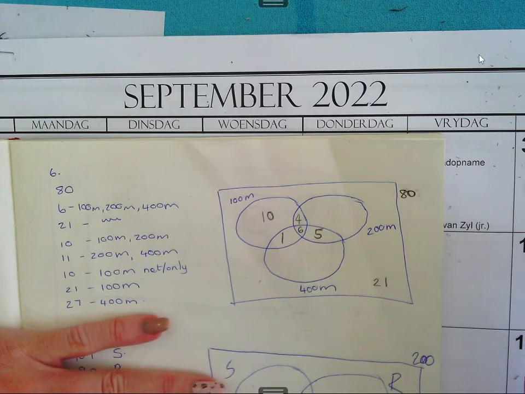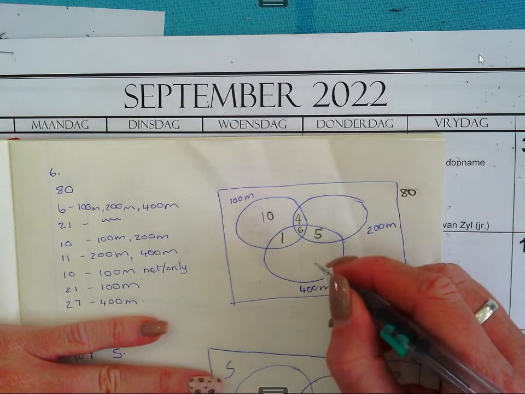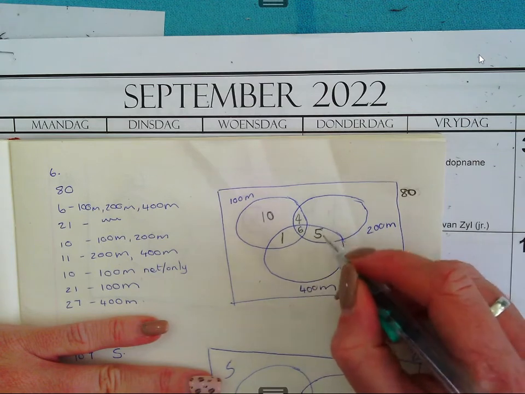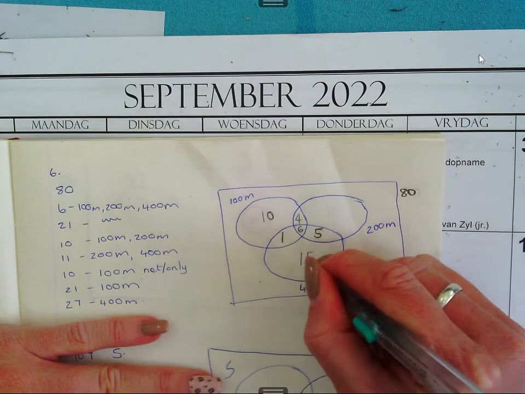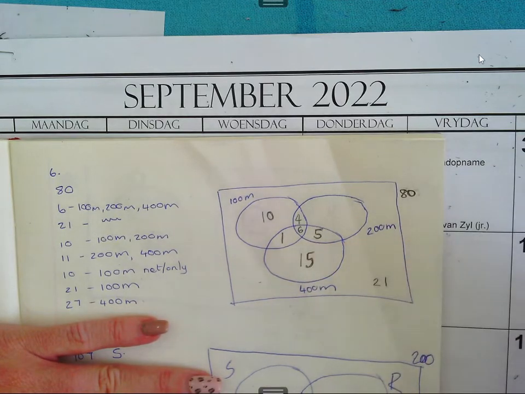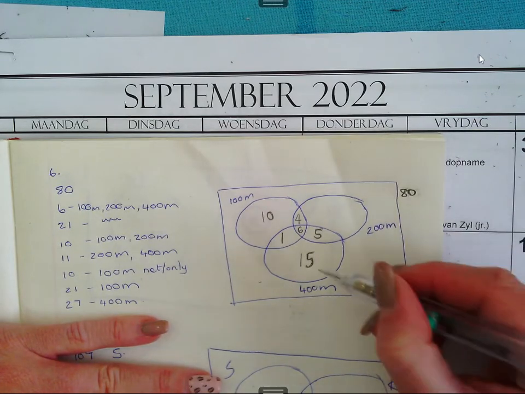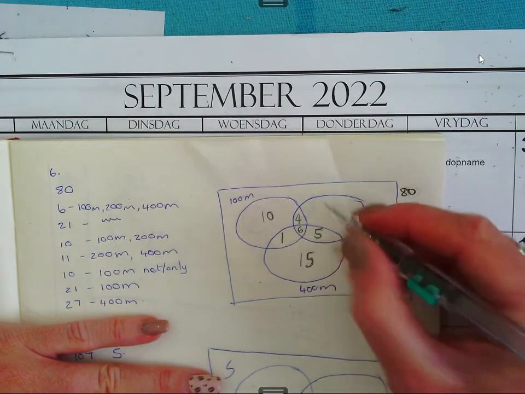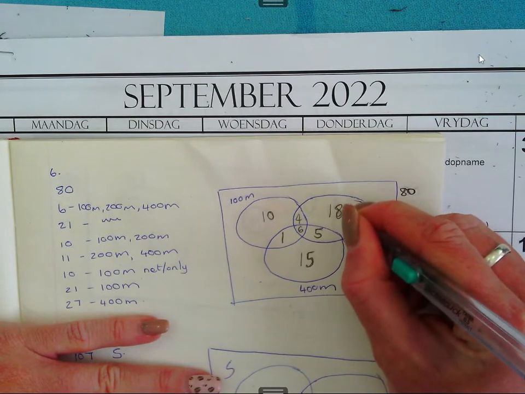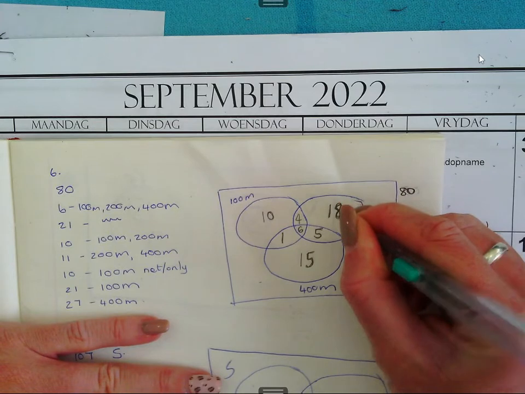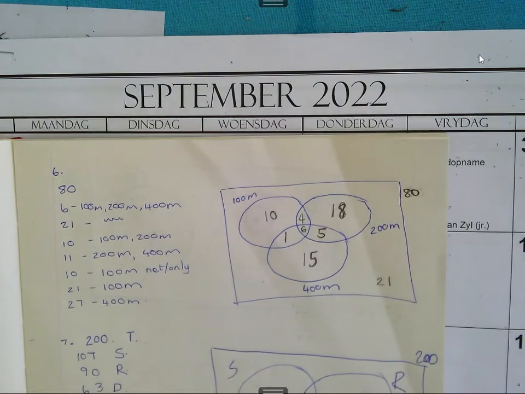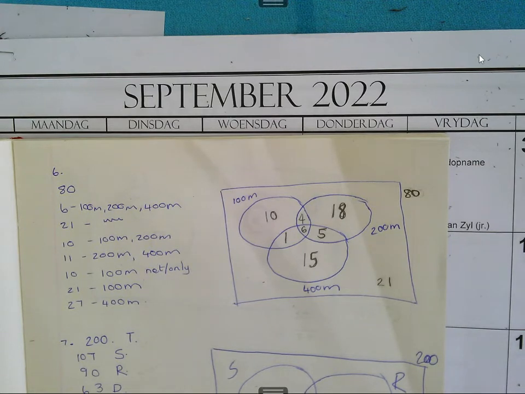Then I have 27 for the 400 meter. But 27 minus 1 minus 6 minus 5 will give me 15 there. Do you understand? And then to find that missing one there, I say 80 minus 21 minus 15 minus 5 minus 6 minus 4 minus 1 minus 10, and it gives me 18. You happy with that? Who got it right? Okay. The rest of you, do you see your mistakes? Major, minor mistakes.